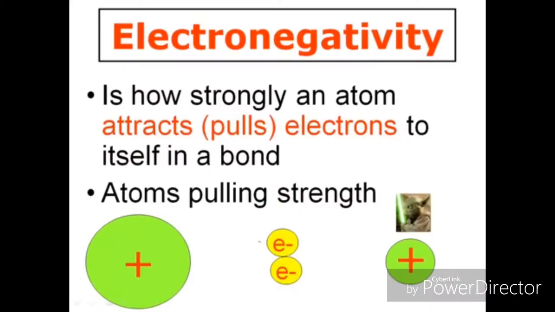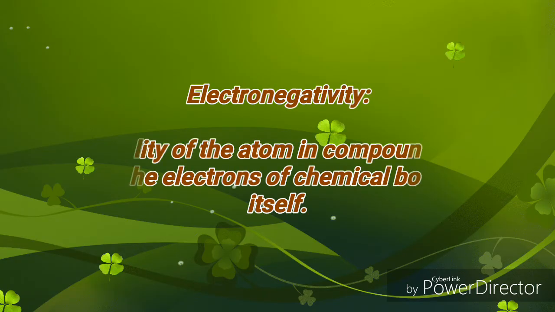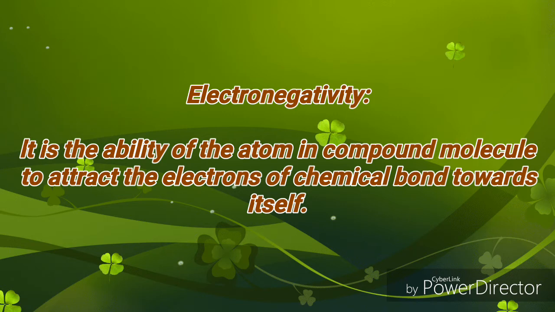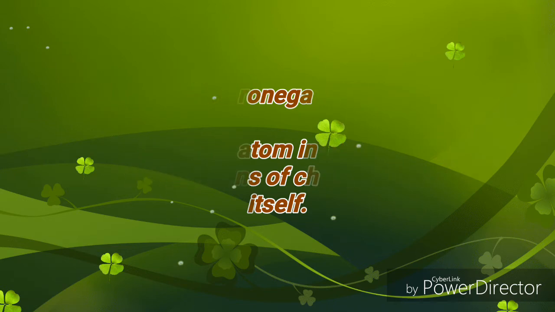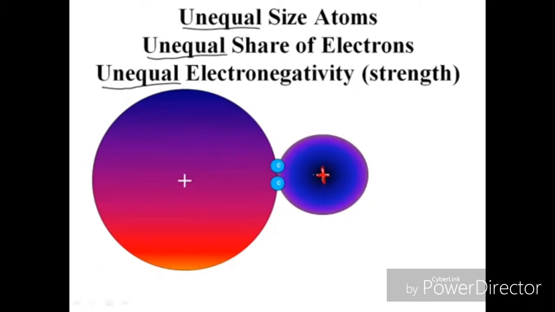The second property is electronegativity. It means how an atom attracts the electrons of a chemical bond to itself. So we can say that electronegativity is the ability of the atom in compounds and molecules to attract the electrons of the chemical bond towards itself. We find that there is an inverse relation between the atomic size of an atom and its electronegativity. Let's get it together. When atomic size decreases, its nucleus becomes closer to the electrons of the chemical bond and attracts them easily towards itself. That means electronegativity increases when atomic size decreases.